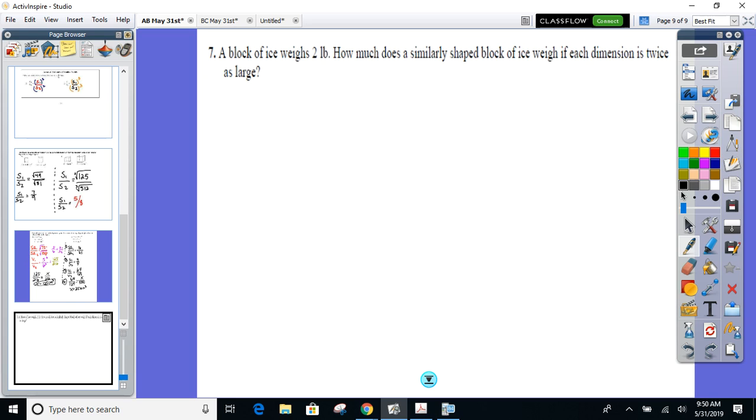All right, well, we got a block of ice. That's just how we're going to end it, with just a plain block of ice. It weighs 2 pounds, everybody. Great. I am going to double each dimension. How much does the new block weigh? Oh, 4. I doubled it. Good try, though. Yep, good job.